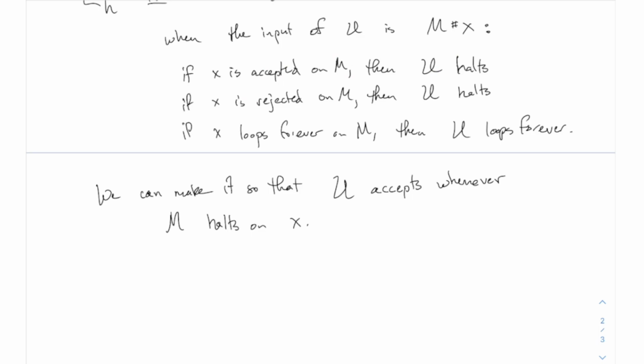The only thing you can't do is handle these forever loops, because when M loops forever, the simulation U will also loop forever, and so you're just kind of stuck. But when M actually does halt, either accepting or rejecting, you can make it so that U accepts in either of those cases. In any case, then the language accepted by U will be this language. It is the language of Turing machines followed by strings which halt.